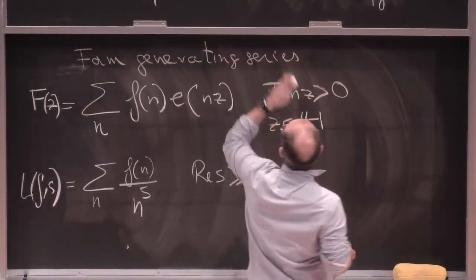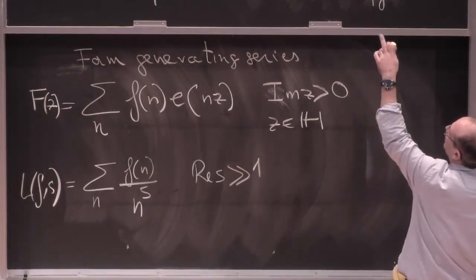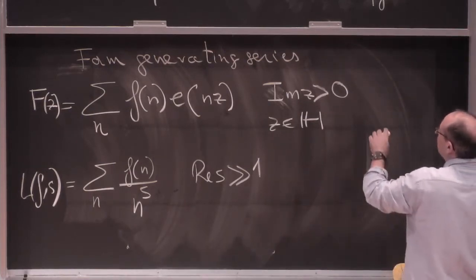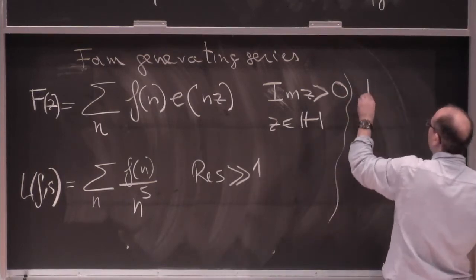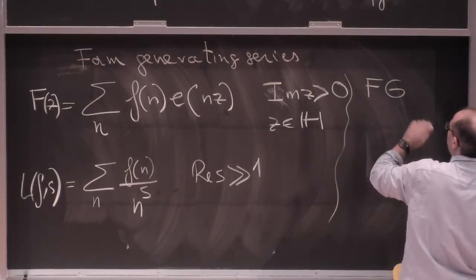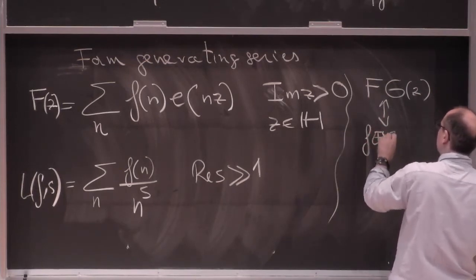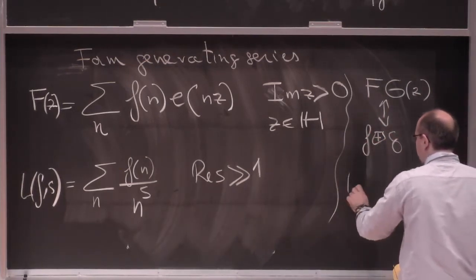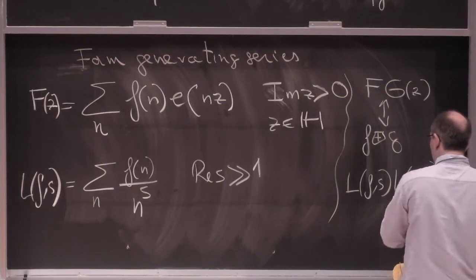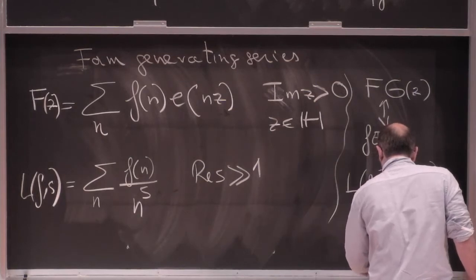And the two composition laws that are written here: you could form a new generating series. If you take a product of two Laurent series, this generating series corresponds to the additive convolution of f and g. And if you take the product of two L series, it will be the Dirichlet series of the multiplicative convolution.